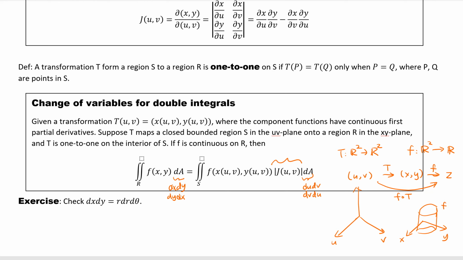This is f, but now we have maybe a different surface, and we want to restrict so that our uv is a rectangle. A rectangle is much easier to calculate. And this surface is f composite T. So far so good, everybody. That's why T maps from the uv plane onto the xy plane. So far so good, everybody.